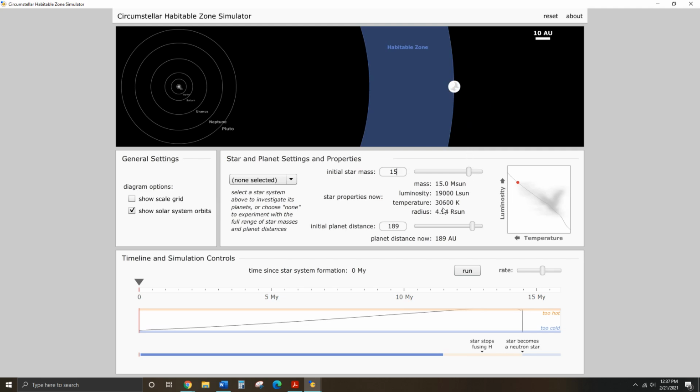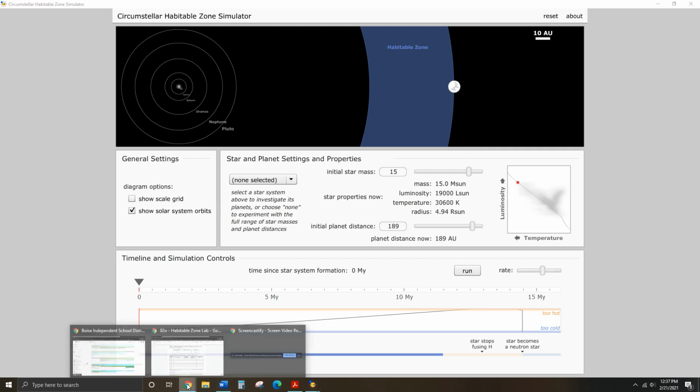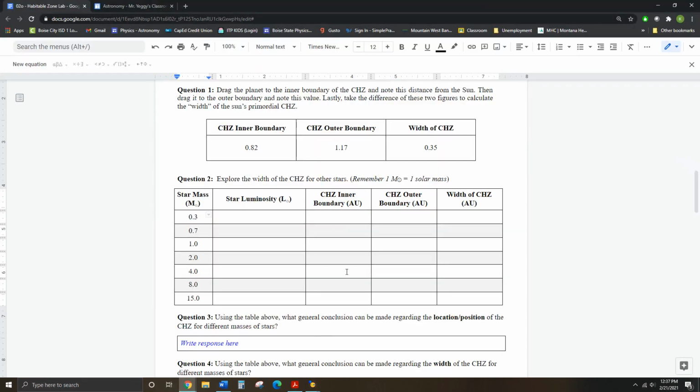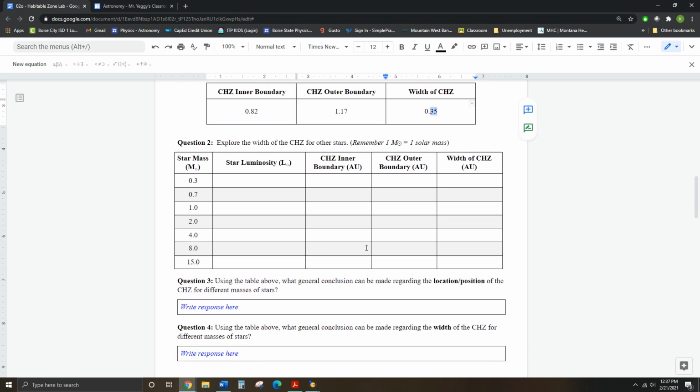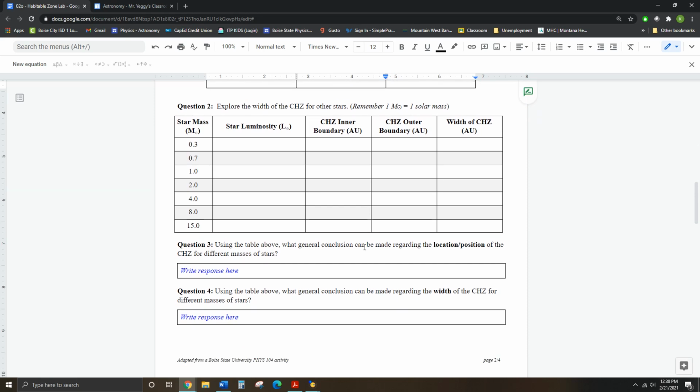Very nice. So, at this point, we should have this table completely filled out based upon what we saw before. And we're ready to answer questions 3 and 4. Go ahead and pause and answer those questions. Questions 3 and 4.